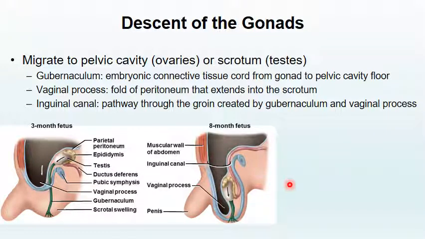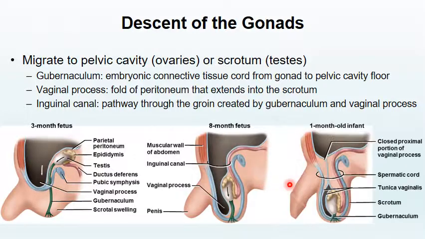So now let's look at this in a newborn, right? So this is a 1-month-old. We can see that anatomically it looks like we would expect it to look now. So we have full development of the penis. We see that the scrotum is now enlarged and actually contains the testes.